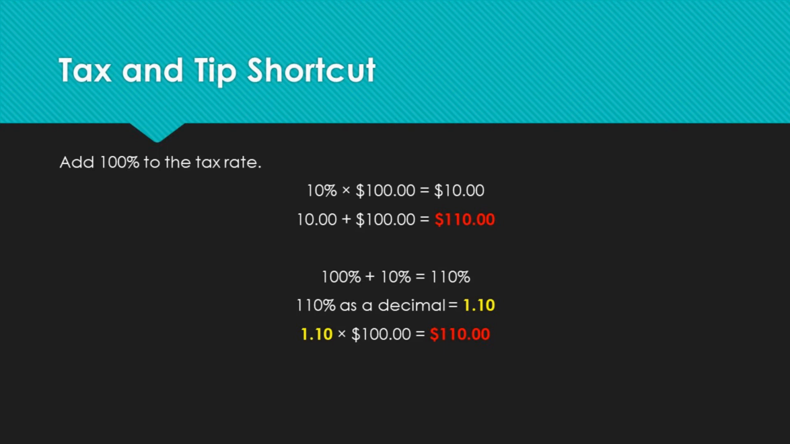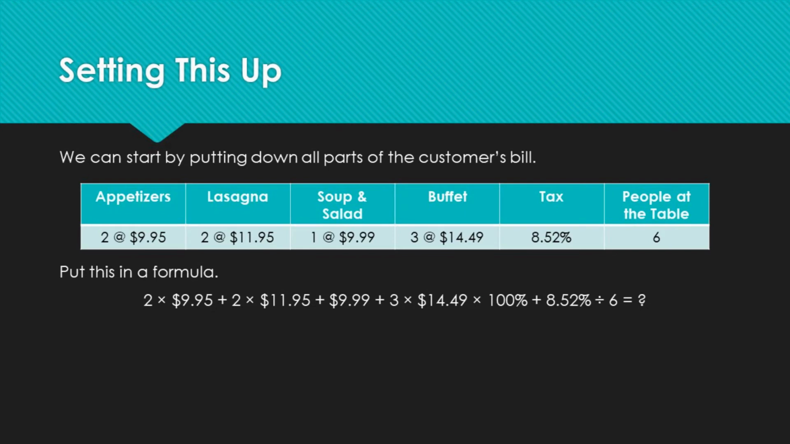When we get to our tax rate, I'm adding 100 to it so that I don't have to calculate my pre-tax total twice. I put that down in a formula. 2 times $9.95 plus 2 times $11.95 plus $9.99 plus 3 times $14.49 times 100% plus 8.52% divided by 6 equals some number.